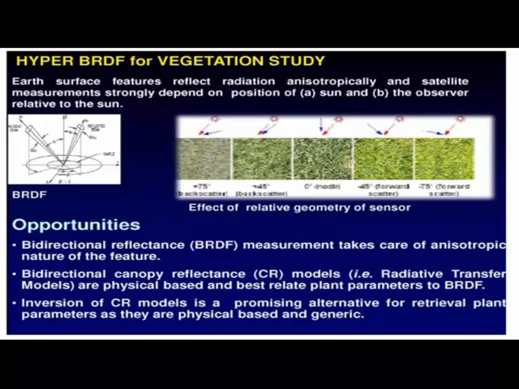So BIDF can be used to know the anisotropic nature of the feature. From there one can understand at what directions my sensor should be placed, so that I can better correlate with the biophysical parameter I am looking at, or I can better understand the plant or target I am looking at. That's the purpose why BIDF is there.